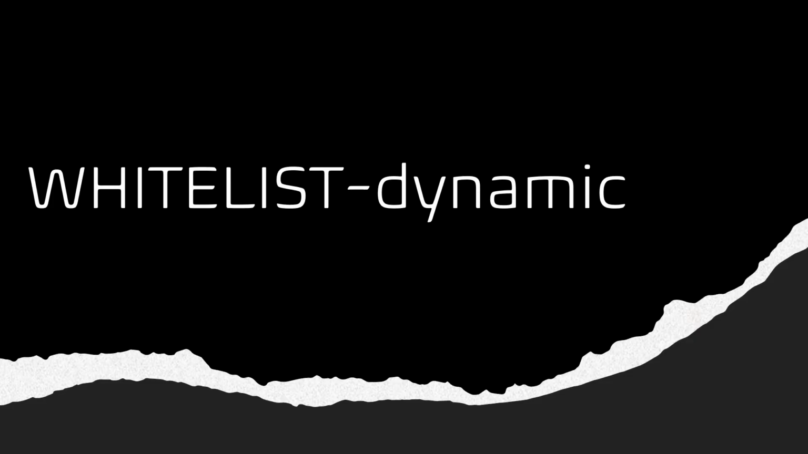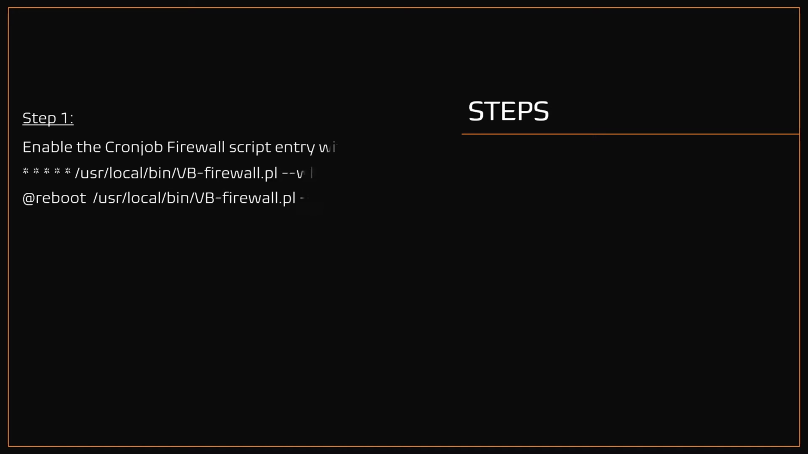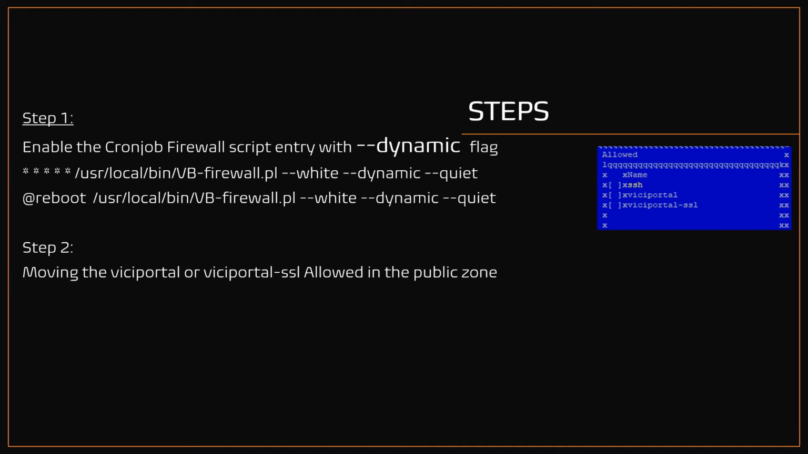Vicibox Dynamic Whitelist Firewall Configuration. Steps to be followed. Step 1. Add the dynamic flag to our existing cron job used for whitelist. Step 2. Move the VC portal or VC portal SSL into allowed services in public zone.